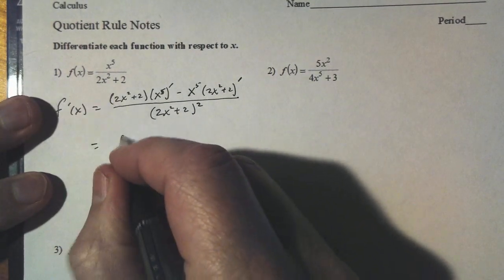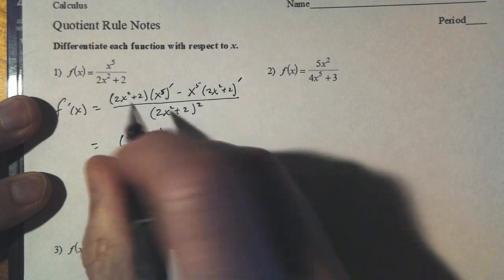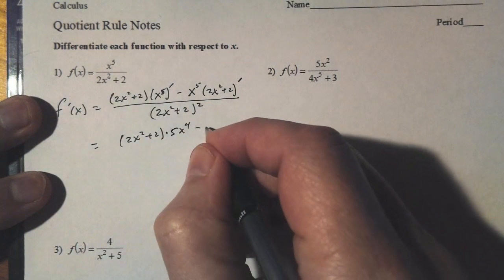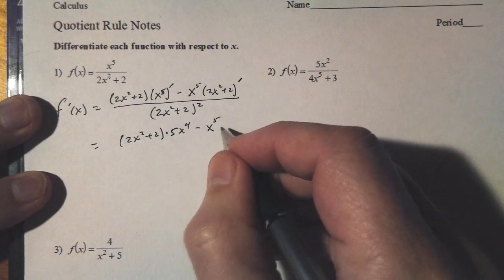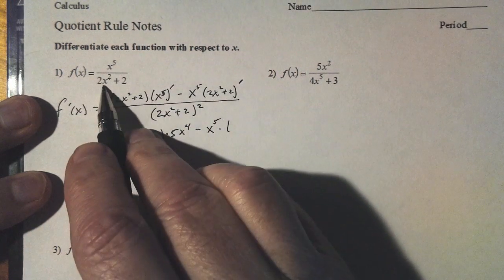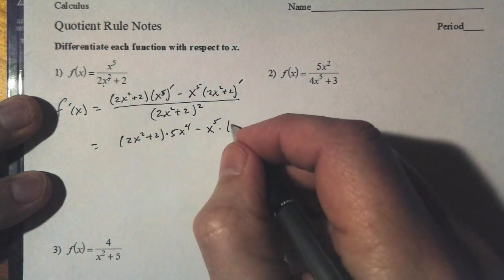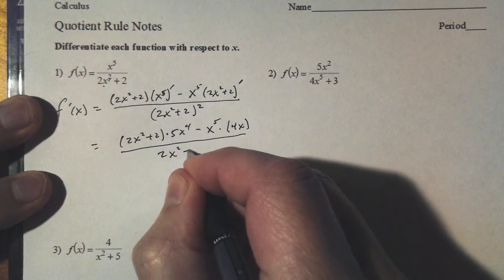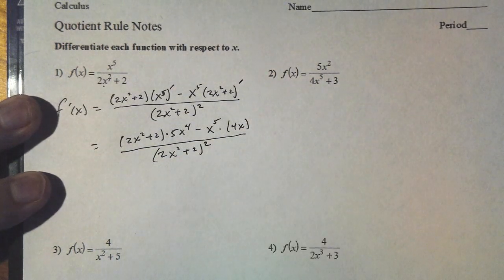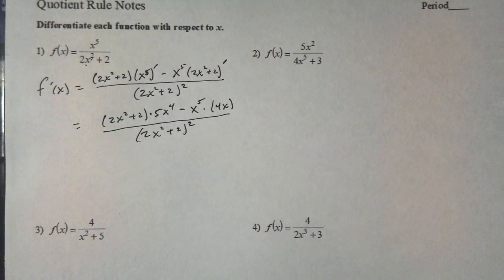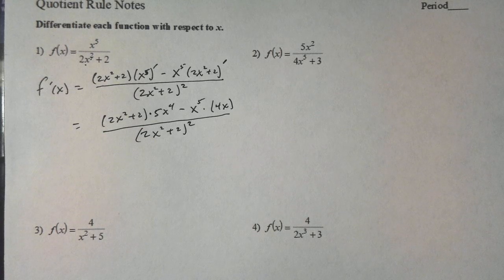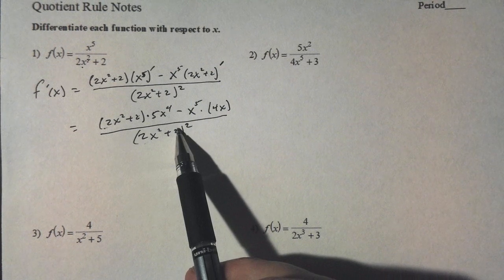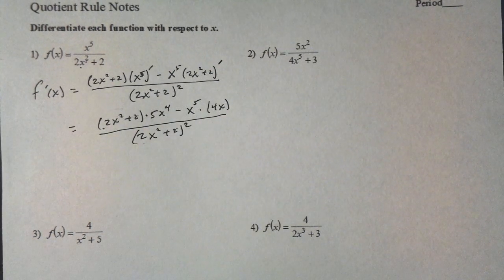So normally I would go straight to this step right here. I'd go low d high times 5x to the fourth minus high x to the fifth d low. D low is just 4x plus 0, over the square of the thing below. And now, danger time. It's definitely kill a puppy time. People will be tempted to cancel this 2x squared plus 2 with this, but you can't, because 2x squared plus 2 is not a factor of the top.